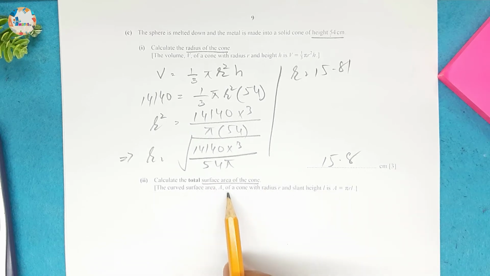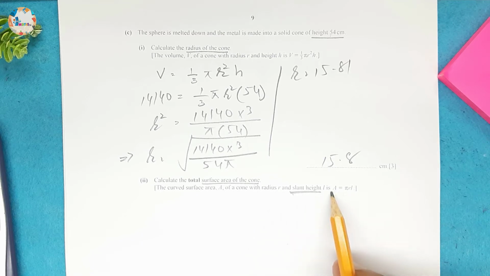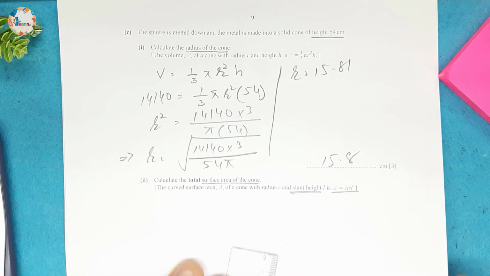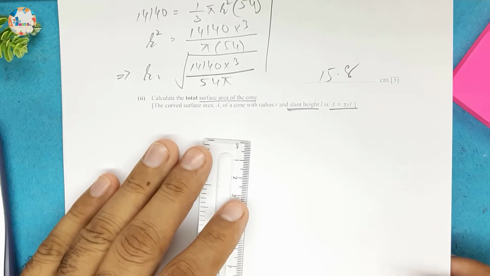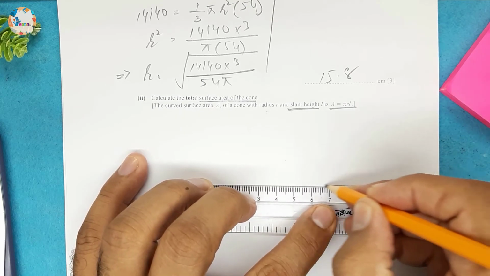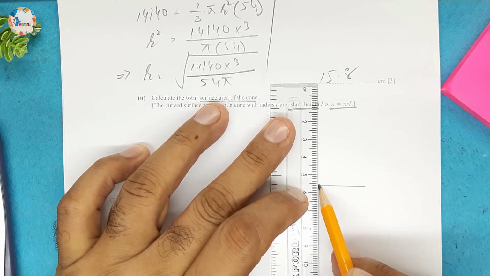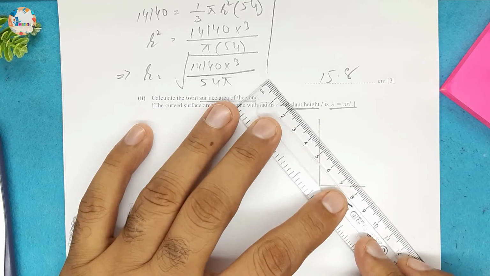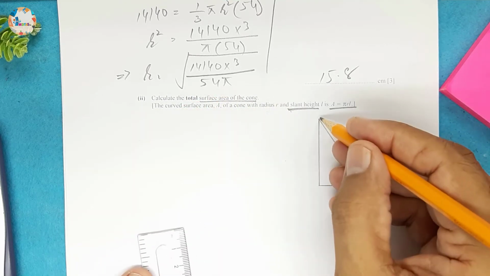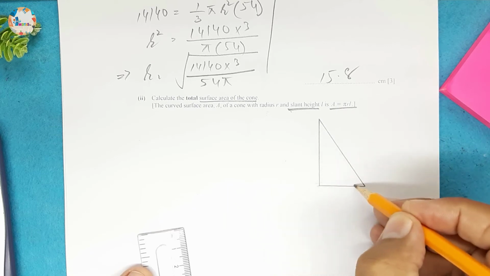The curved surface area of the cone with radius r and slanting height L is this one. So they have provided the area with the slanting height formula. To understand this one, we can draw a simple drawing of the portion. Basically it will be triangular. So the cone will be, this will be the triangle which the cone will be making.